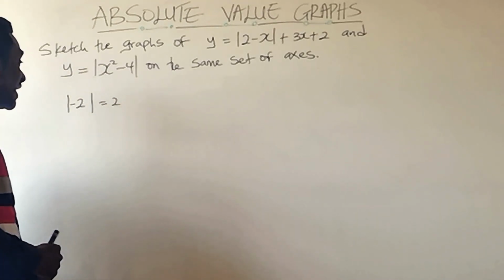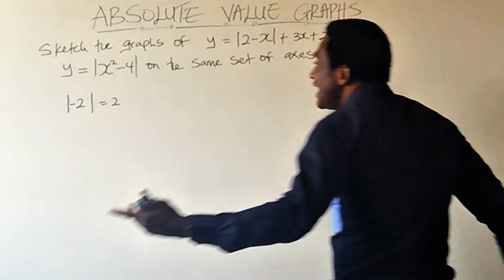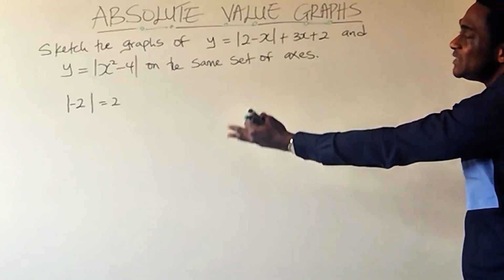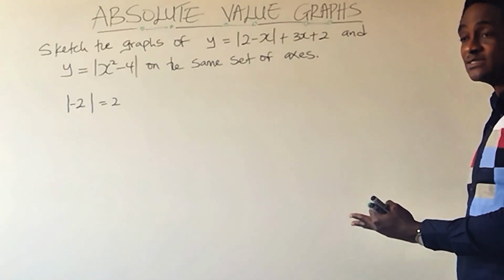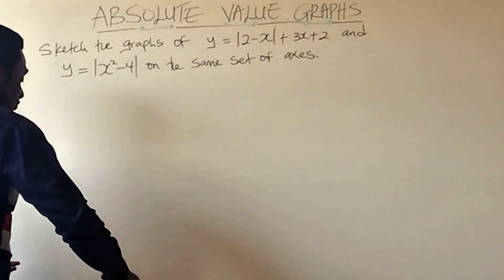So bearing that in mind, we know that we can have anything in my absolute value bar. Whatever I have, whether it is a positive or a negative, having in mind that it will still return a positive, we have to consider the two options. So let's go through this question.